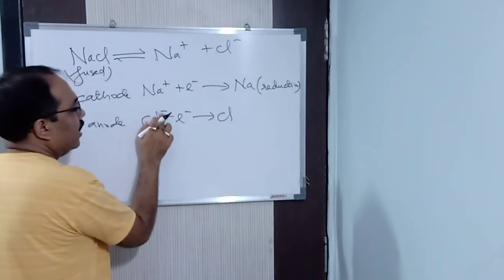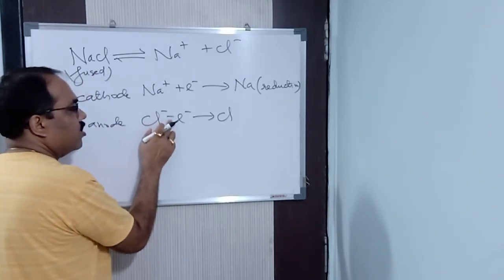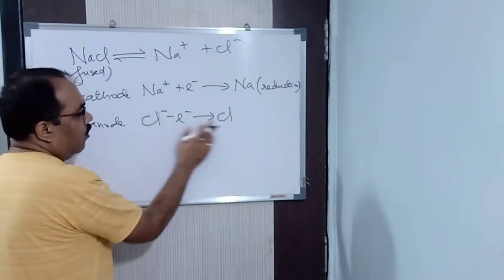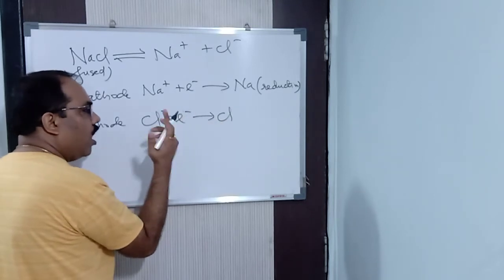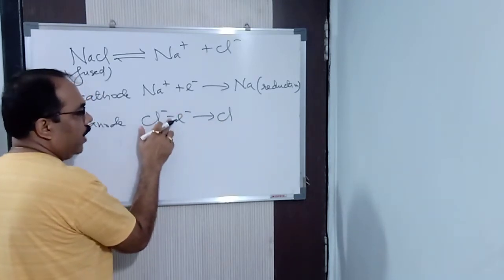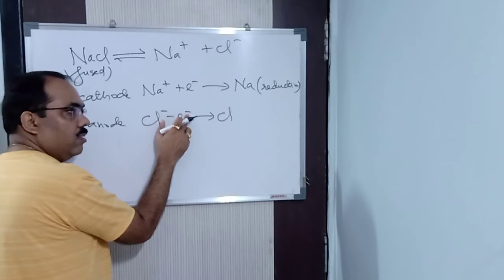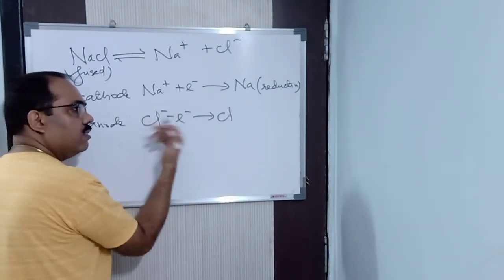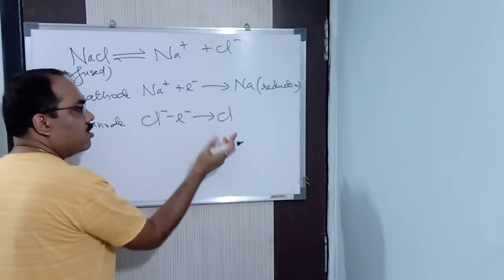So Cl minus means an excess of electron is there. So it is going to lose that electron to form neutral Cl atom. Now how is it forming neutral? Look here. Minus into minus is what? Plus. This is plus and this is minus. Plus minus, is it neutral? So hence you get a neutral atom.